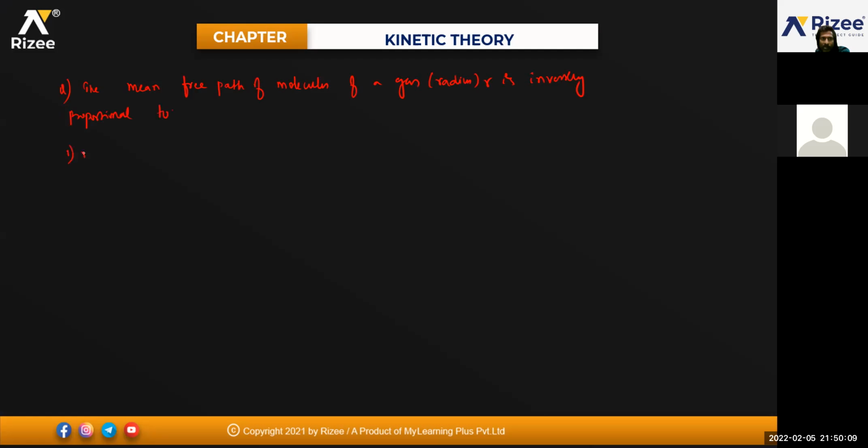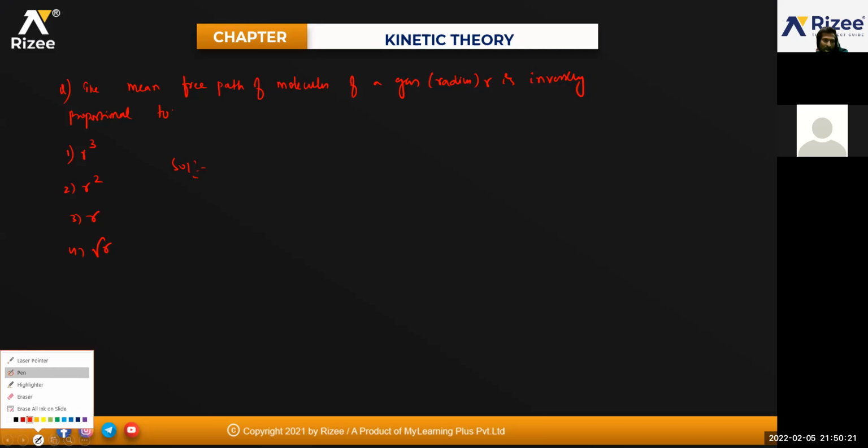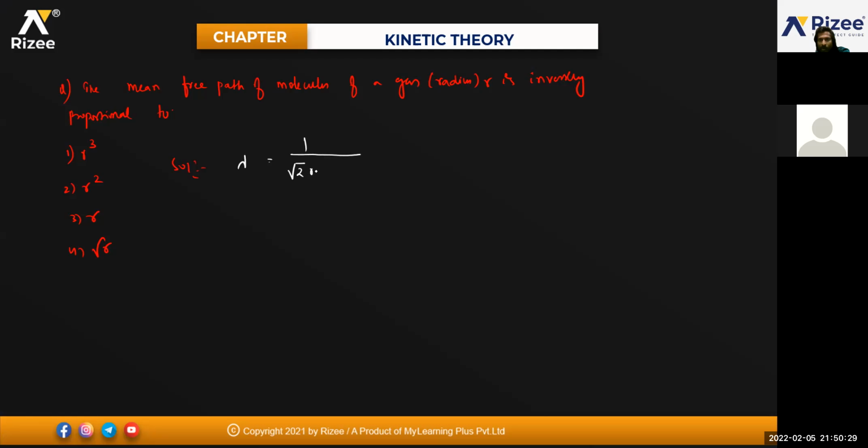Can anyone tell me? First option is R cube, next is R square, third is R, and fourth is root R. Can anyone give me the answer? The mean free path of a gas molecule of radius R is inversely proportional to what? What is the formula, beta? Lambda is equal to 1 by root 2 into n into pi into d square. Diameter is equal to how much, beta? 2 times the radius. So d square becomes 4 into r square. That means the mean free path is inversely proportional to d square.